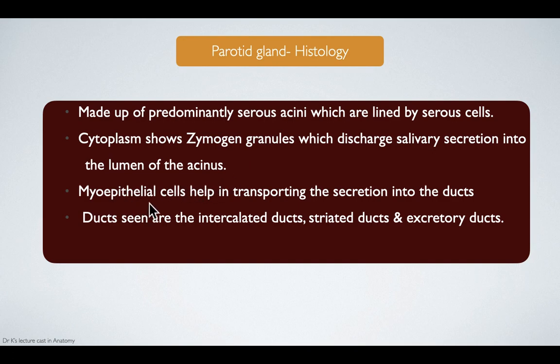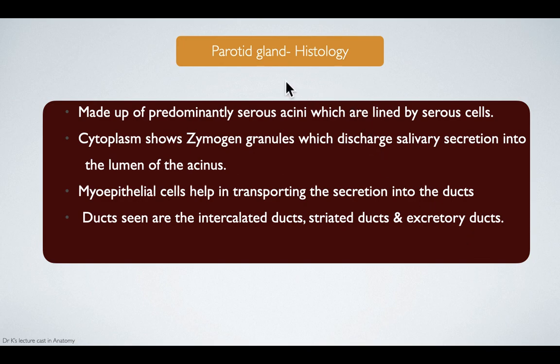And myoepithelial cells. Now can you understand? There is an epithelial cell with muscular properties, the myoepithelial cell. When they contract, they push the saliva from the serous acini into the interlobular ducts, and finally they all join to form the parotid duct. The ducts are the intercalated ducts, striated ducts, and the excretory duct, helping the saliva get transported to the mucosa of the oral cavity.